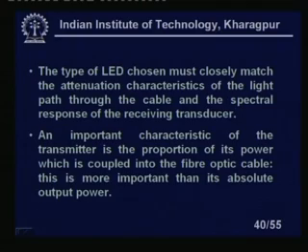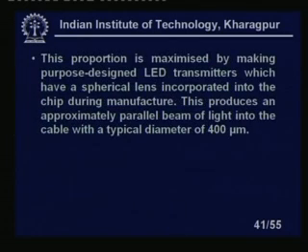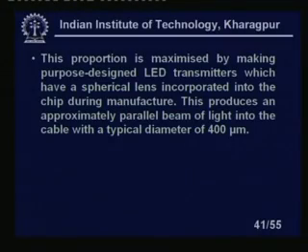An important characteristic of the transmitter is the proportion of its power which is coupled into the fiber optic cable. This is more important than the absolute output power. This proportion is maximized by making purpose-designed LED light emitting diode transmitters, which have a spherical lens incorporated. If you put a source at the focal point of a lens, the light coming out of the lens will be parallel. So that is very much necessary. This produces an approximately parallel beam.